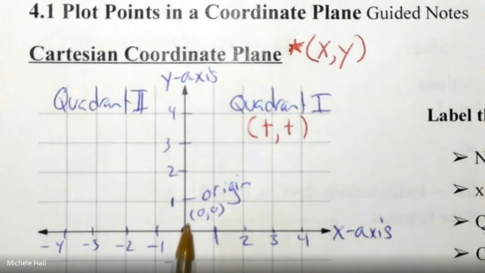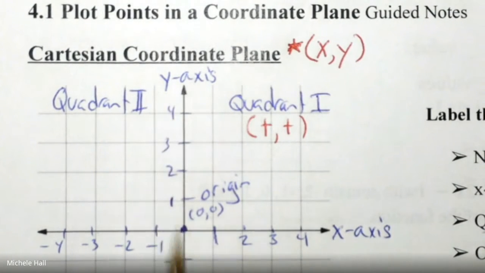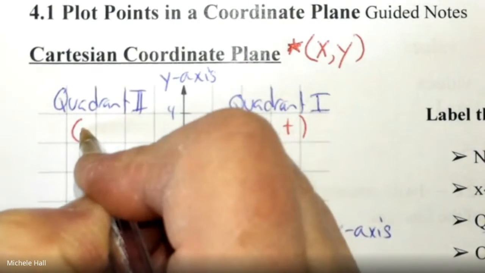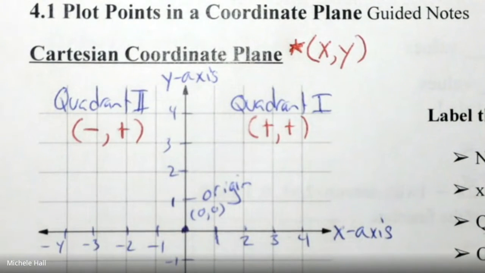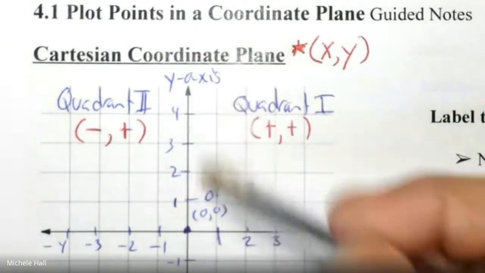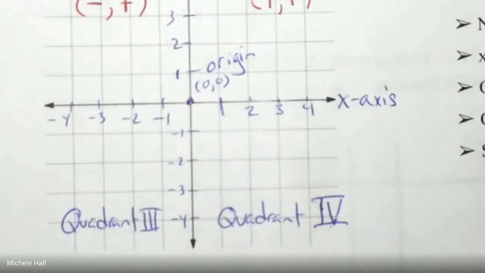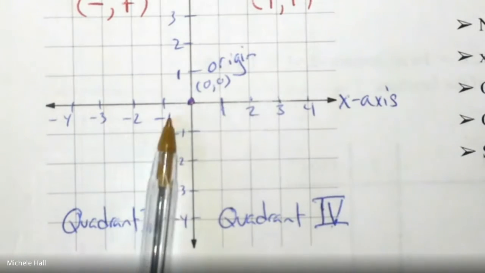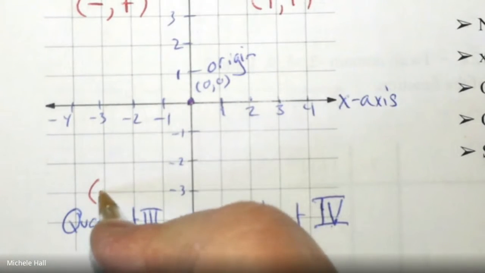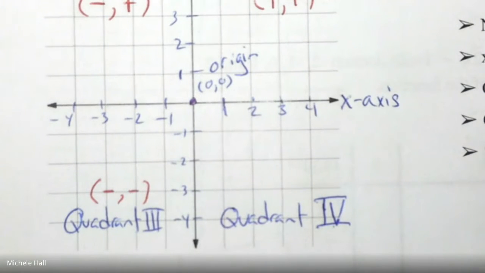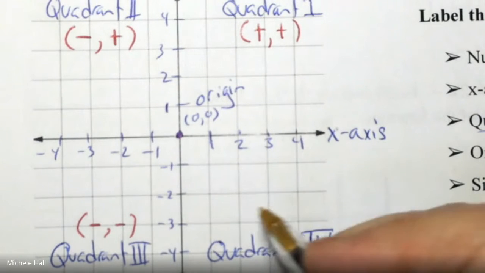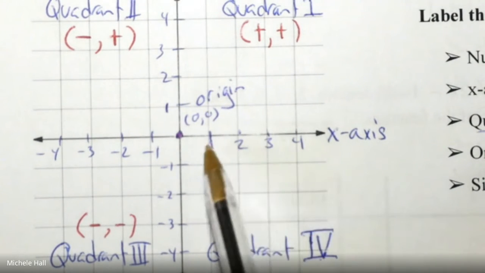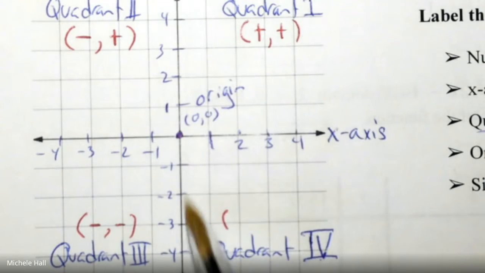If I look in quadrant 2, if I look at my x's first, my x's are negative, and my y's are positive. So the x's are negative, but the y's are positive. You always do your x's first. In quadrant 3, notice that our x's are negative and our y's are both negative. So both signs are going to be negative. And then in the last quadrant here, our x's are positive, but our y's are negative.